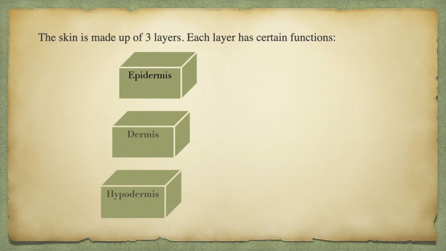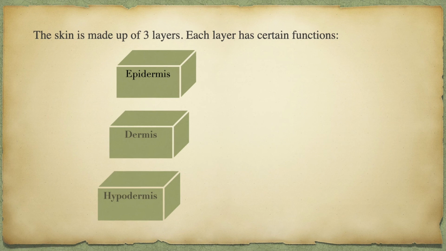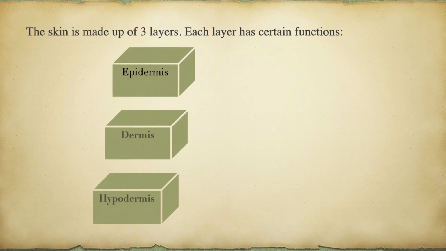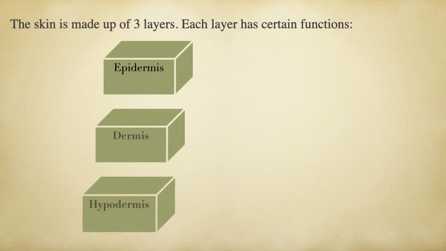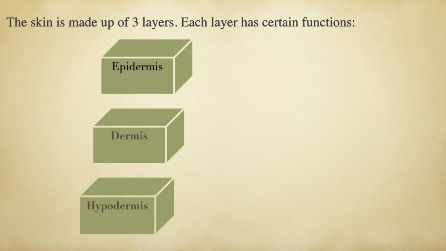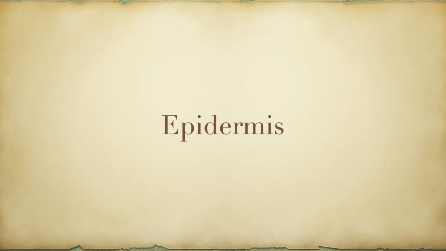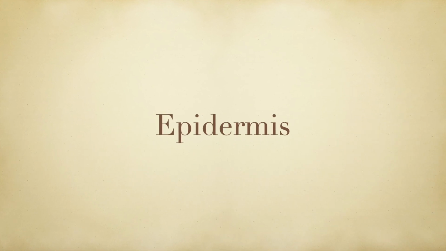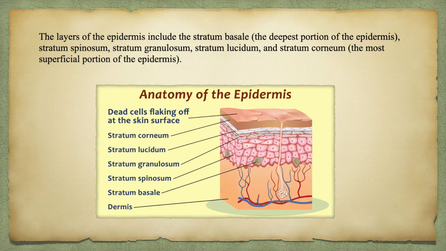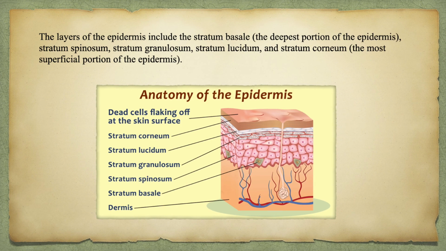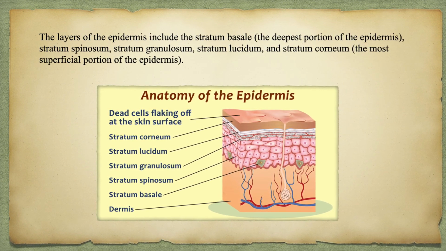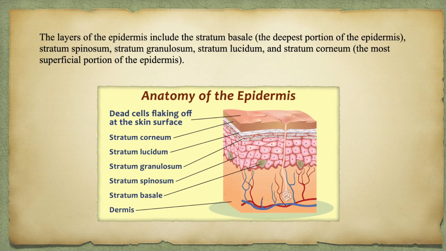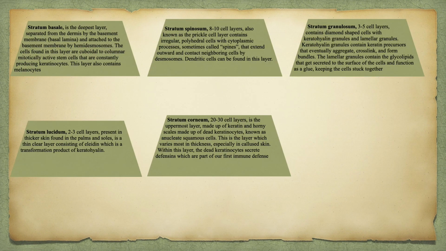The skin is made up of 3 layers. Each of these layers has certain functions: epidermis, dermis, subcutaneous fat layer or hypodermis. The layers of epidermis include the stratum basale, the deepest portion of the epidermis, stratum spinosum, stratum granulosum, stratum lucidum, and stratum corneum, the most superficial portion of the epidermis.